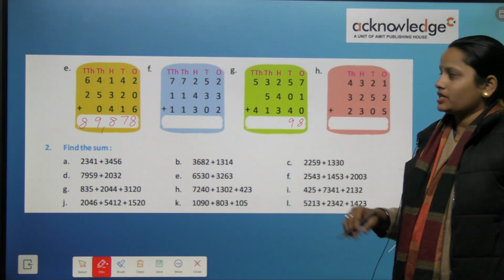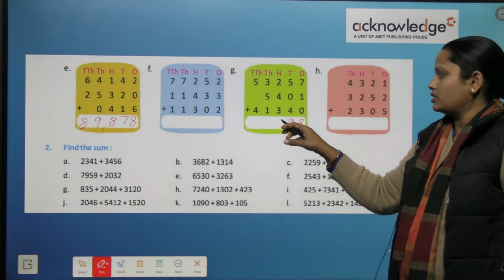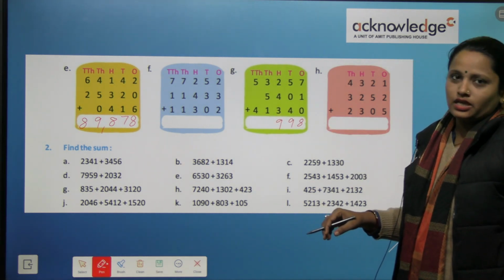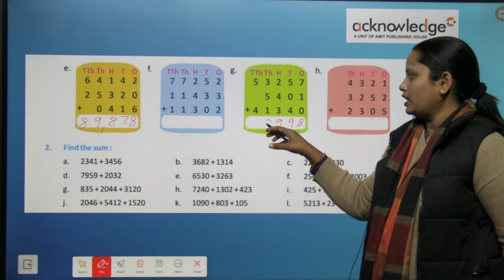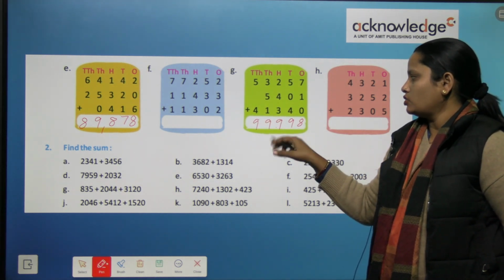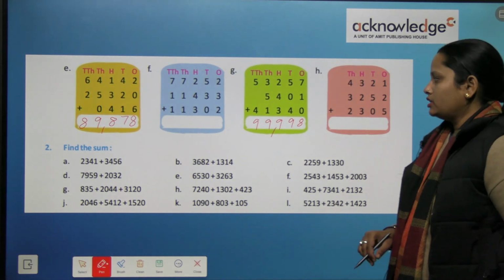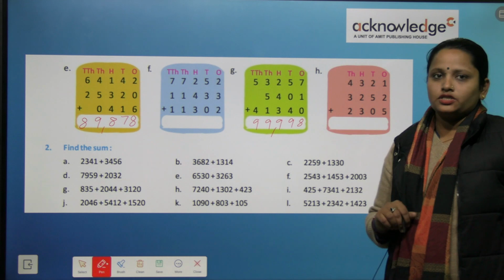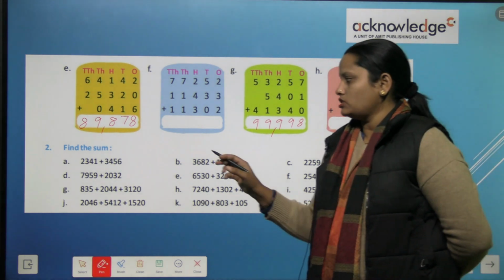4 plus 2 is 6 and 6 plus 3 is 9. 5 plus 1 is 6 and 6 plus 3 is 9. 4 plus 5 is 9. So here our answer is 99,998. So similarly, children, you have to do the rest two questions.